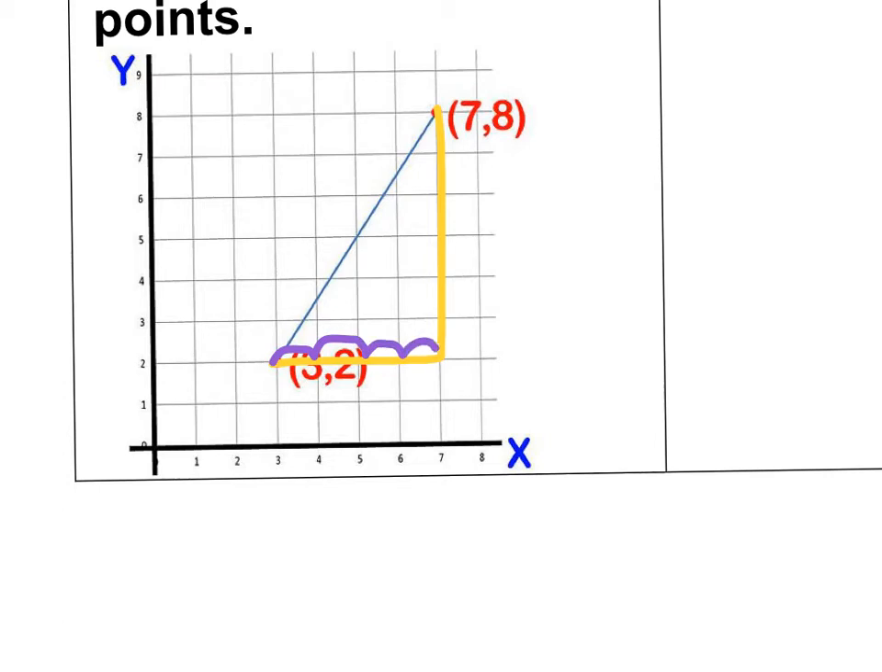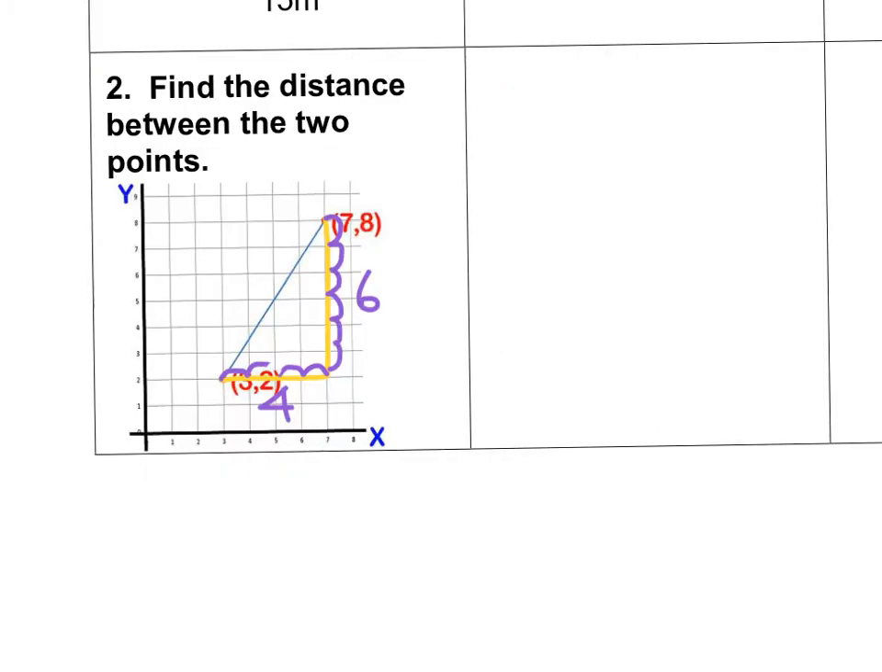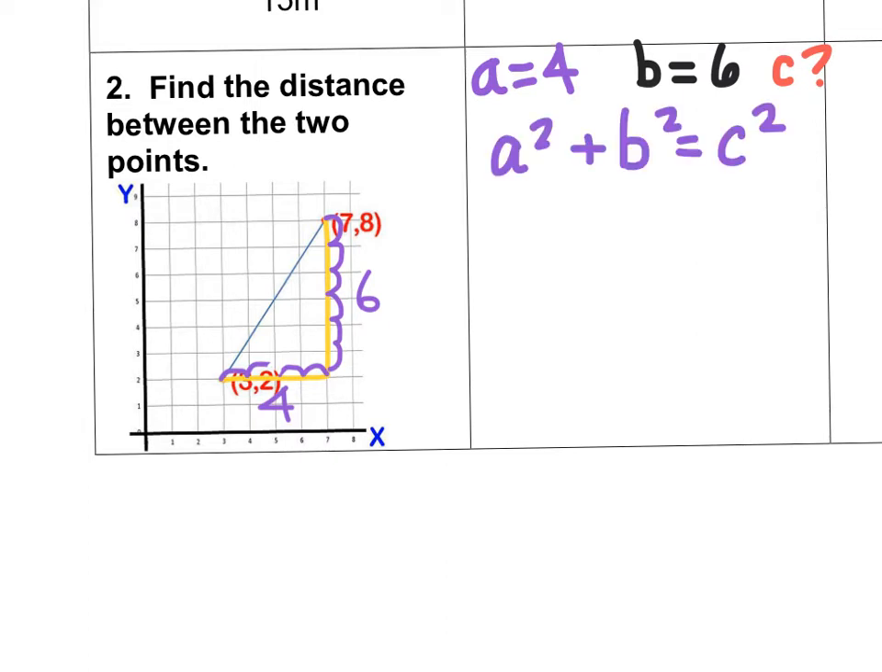1, 2, 3, 4. This side is 4 units long, and this side, 1, 2, 3, 4, 5, 6, is 6 units long. So reviewing our numbers, A is 4, B is 6, and we're finding the length of the hypotenuse, so we don't know what C is. We'll begin with the Pythagorean theorem to find the distance between these 2 points. A squared plus b squared equals c squared. Then you will substitute and solve.